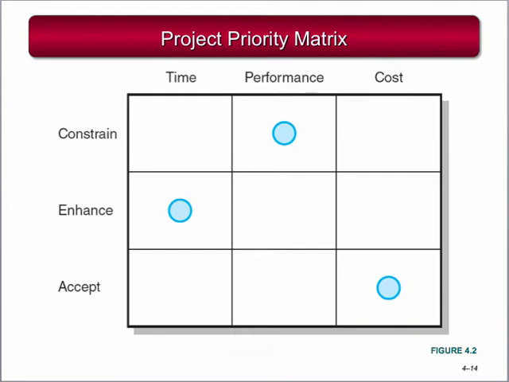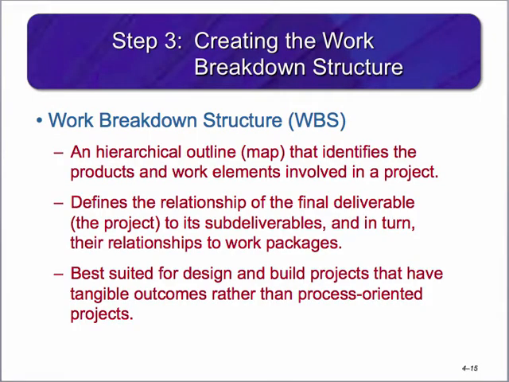This example shows that performance is a constraint in this project. The project must ensure that the performance solution is met without variance. Time should be enhanced to shorten the time to market for the project, and in doing so, exceeding cost is acceptable, although never desirable. At this point, you've defined your project scope and established project priorities.